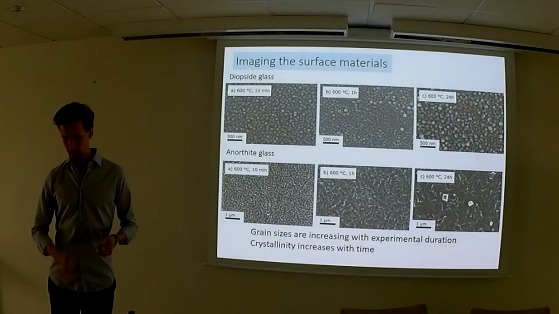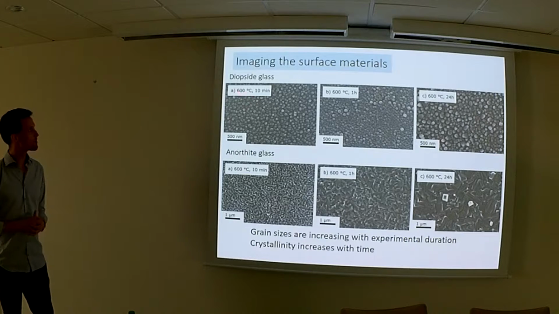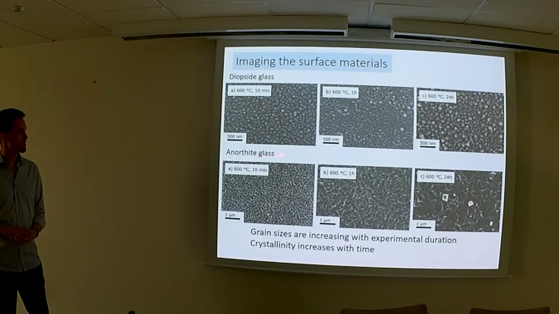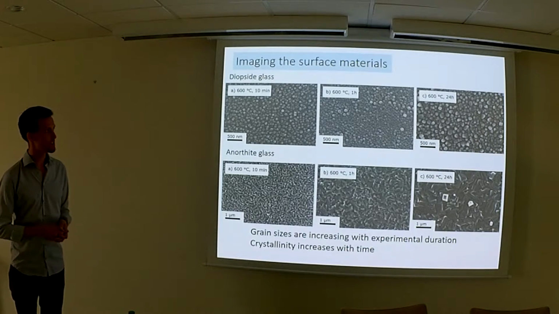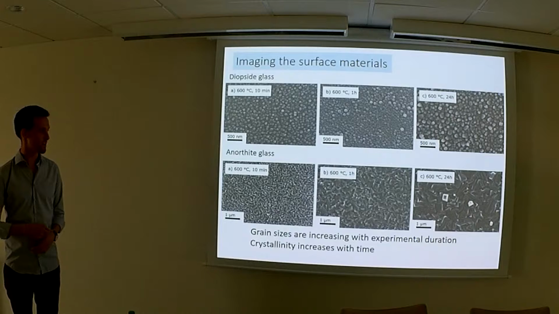So the first way to look at reaction rates is simply to measure the sizes of these grains on the surface. At the top is the diopside glass, and at the bottom is the anorthite glass. Looking at the sulfates on the surface at 600 degrees Celsius after 10 minutes, 1 hour, and 24-hour experiments, you can probably barely see these grains here. They have diameters of 30-40 nanometers. After an hour, they grow a little bit to about 50-60 nanometers. In about 24 hours, they're 100, maybe 200 nanometers in diameter.